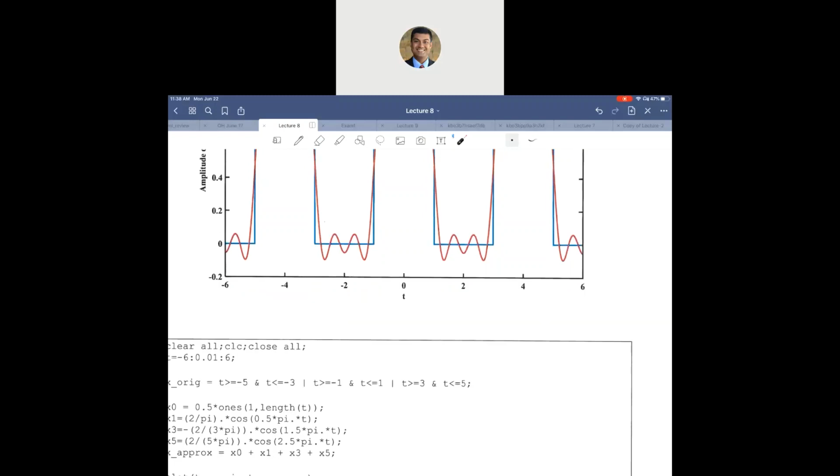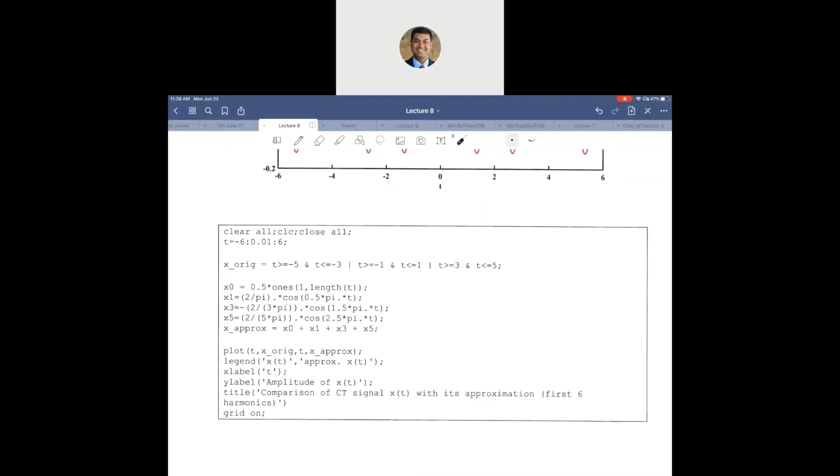So if you write up a MATLAB code in which you define the function x as half for some time, and then 2 divided by pi cosine pi over 2 t for some other time, and then x3 and x5, and then add those up.